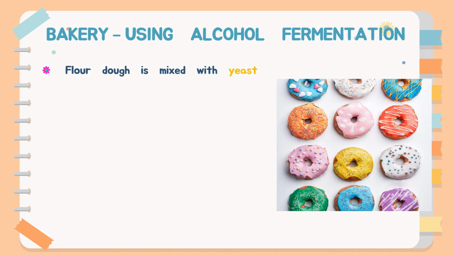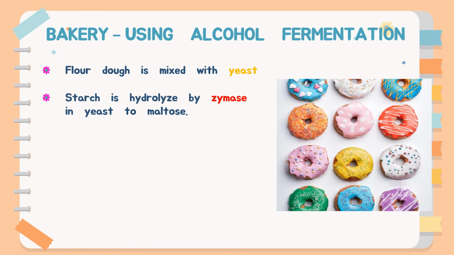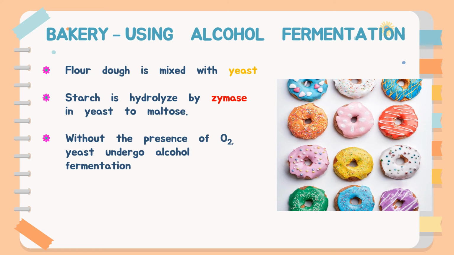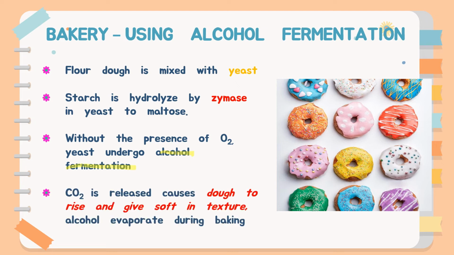Flour dough is made with yeast. Starch is hydrolyzed by enzymes in yeast to maltose. Without the presence of oxygen, yeast undergoes alcohol fermentation. And the CO2 that is produced will be released and cause the dough to rise and give a soft texture. Alcohol will evaporate during baking.